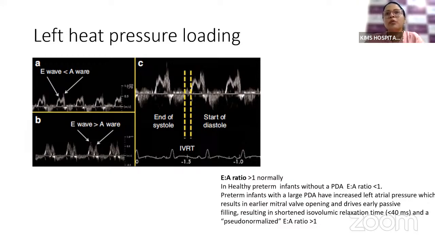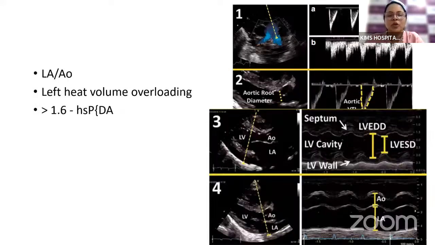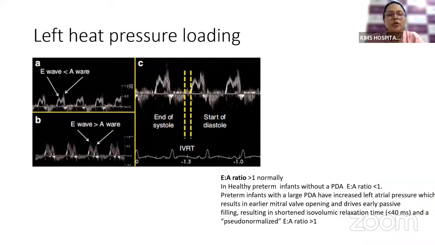So remember that LA-AO ratio, left ventricular dimension, and increased left ventricular output are all measures of increased left heart volume loading, whereas the transmitral E/A ratio as well as decreased isovolumic relaxation time are markers of left heart pressure loading.